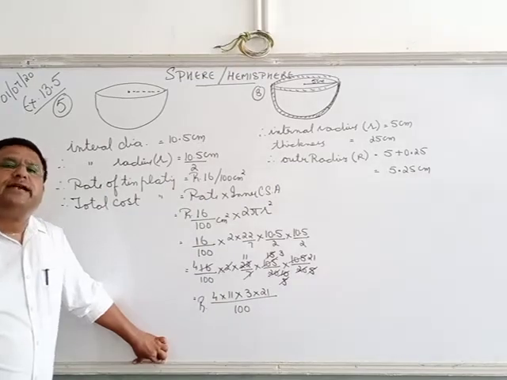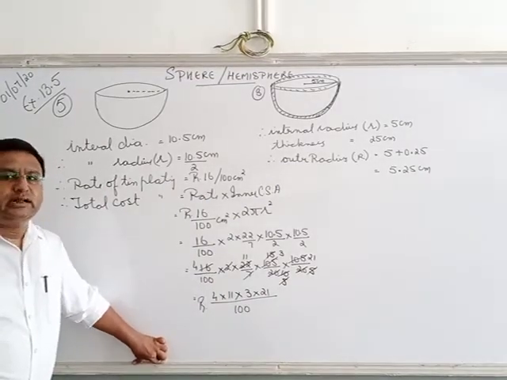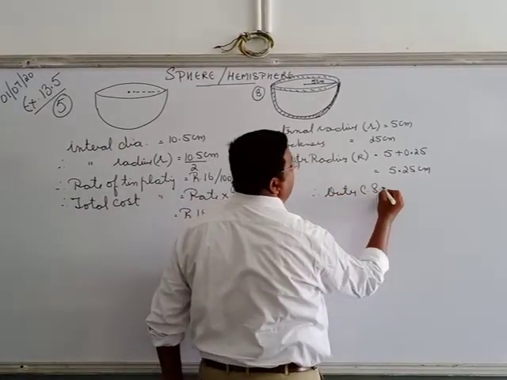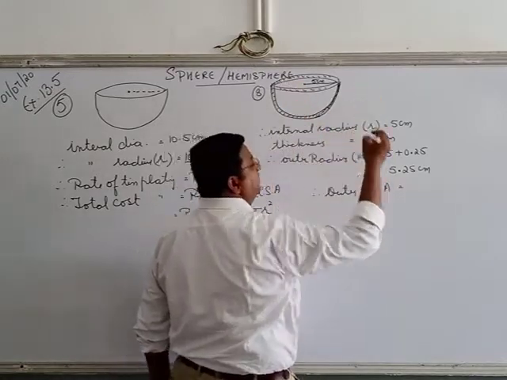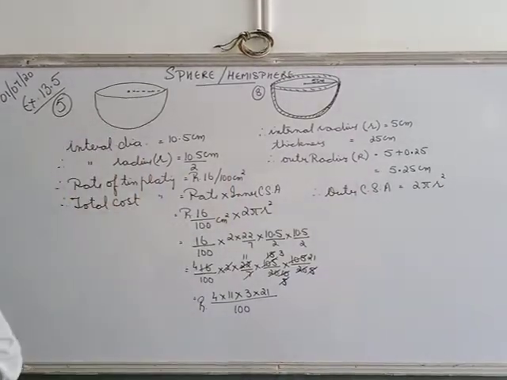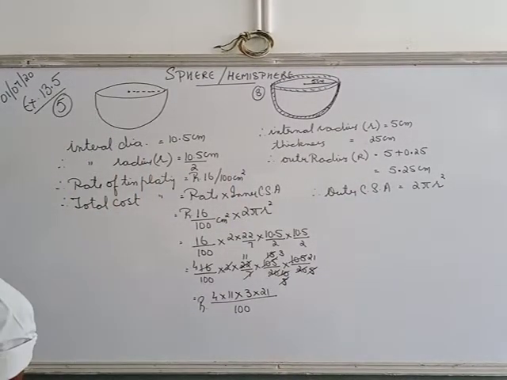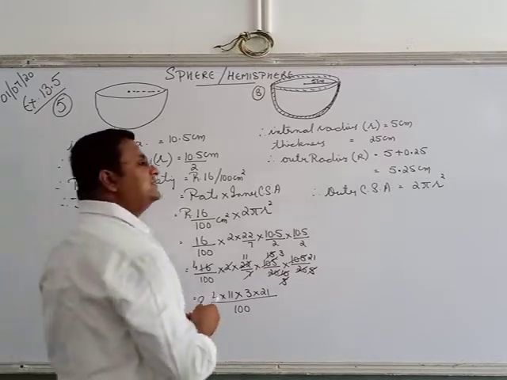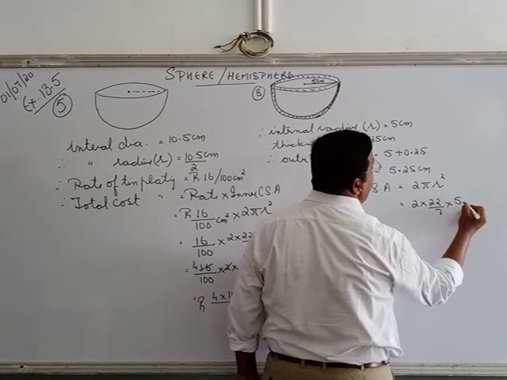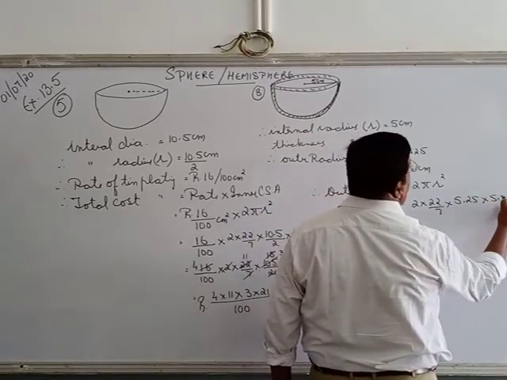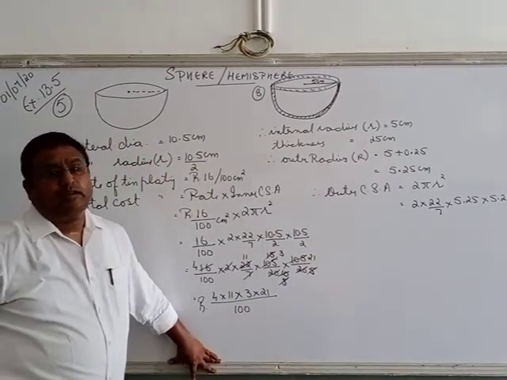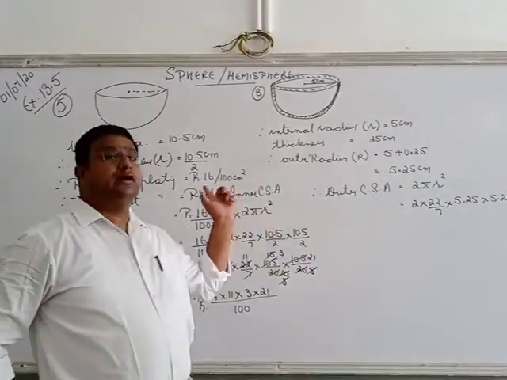Now he says find the outer curved surface area. So therefore, outer curved surface area. Again, it is a hemisphere, so it is what? 2 pi r square. Is he talking about outer curved surface area? Yes, he says find the outer curved surface area. So 2 into pi 22 upon 7 into r square 5.25 into 5.25. I am not doing the calculation. You can do the calculation. Clear, students? Both the questions are on curved surface area.